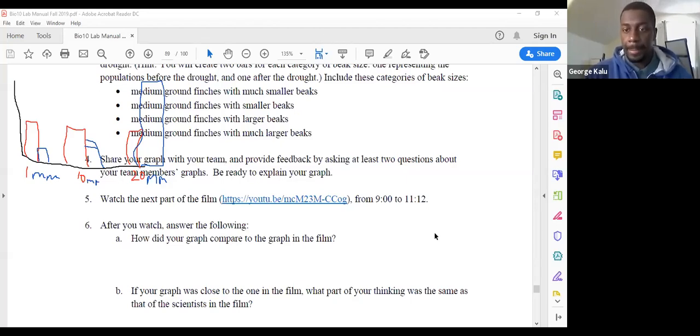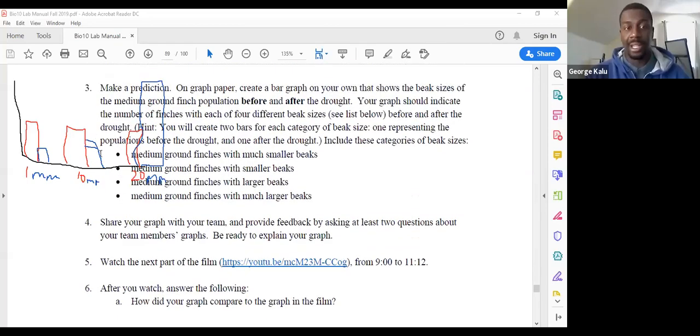All right, so based off our video, what did we see? What did we find out happened as far as the drought? Let's start with the drought first. Was our data actually accurate as far as what we predicted with our graph? Did we see the same trend, I should say? Yeah, so we saw the same trend, right? The large beak birds were the ones that were able to survive because they were able to eat the food that was available. Okay? The smaller beaked ones were not able to survive.